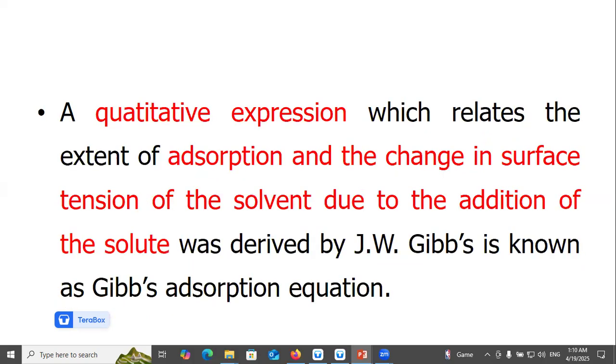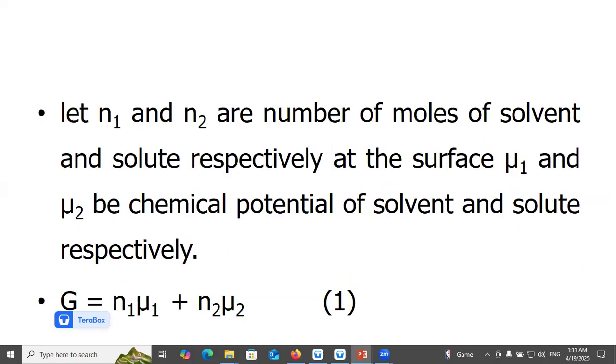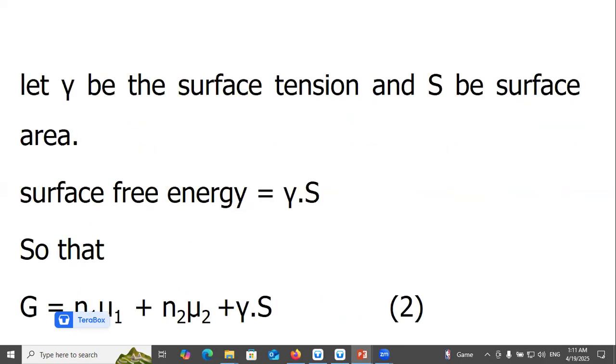A quantitative expression which relates the extent of adsorption and the change in surface tension of the solvent due to addition of the solute was derived by J.W. Gibbs and is known as the Gibbs adsorption equation. Let N1 and N2 be the number of moles of solvent and solute respectively at the surface, and mu1 and mu2 be the chemical potential of solvent and solute respectively. G equals N1 mu1 plus N2 mu2.